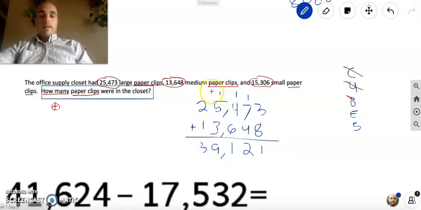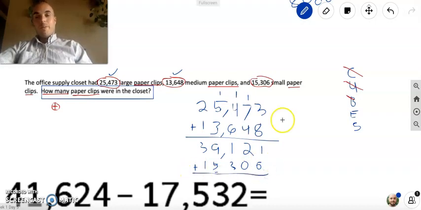Okay, I'm not done yet. I have added this number and this number, but now I need to add this number. So I'm going to add my 15,306. Now, of course, this will be a little neater on your end with your paper and pencil and not on my virtual whiteboard here. So 1 plus 6 gives me 7. 2 plus 0 is 2. 1 plus 3 is 4. 9 plus 5 is 14. Carry the 1. 1 plus 3 is 4. Plus 1 is 5. So 54,427.